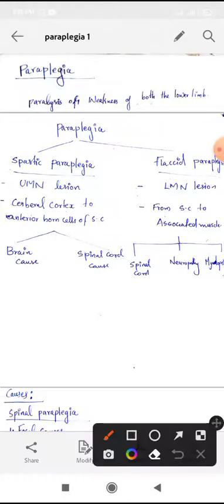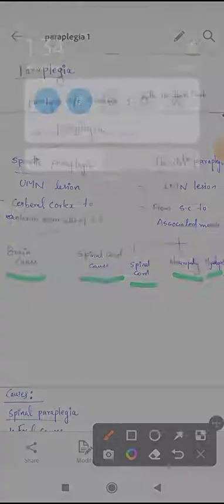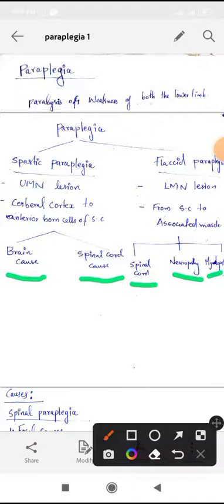Next is the LMN lesion. Here the lesion is between the anterior horn cell of the spinal cord and the associated muscle. So in a UMN lesion, the cause will be a brain cause or a spinal cord cause. In a flaccid paraplegia, the lesion will be a spinal cord cause, a neuropathy, or a myopathy.